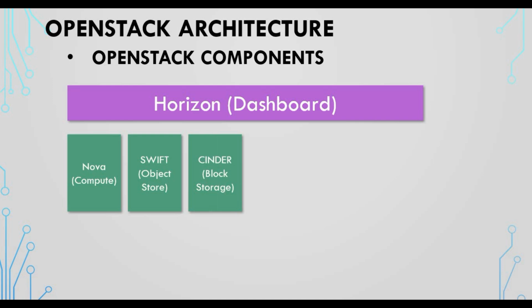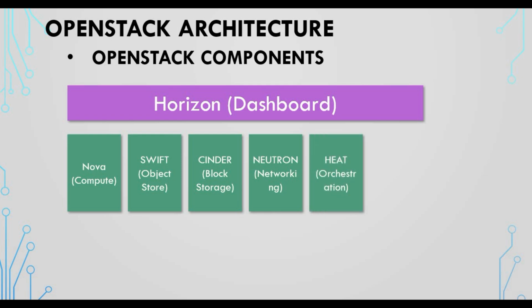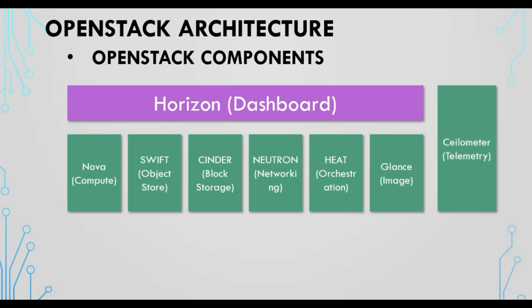So now we see Horizon, which is the user interface or dashboard. Nova is the compute service, Swift is the object storage, and Cinder is the block storage. And there is something called Neutron, which is the networking service. You also have something called Heat, which is the orchestration part, and Glance, which is the imaging service for OpenStack. There are more which we will see, but I just want to focus on these few important components.